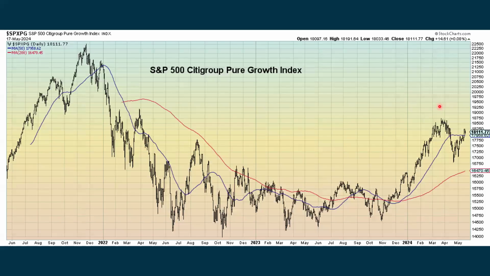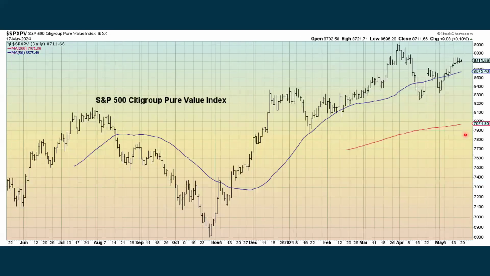The first area that we look at is just a pure growth index, and this is in an uptrend. We did have a downturn in April as the market was pulling back, but now we're starting to come back up. We also look at a pure value index, which is in a more solid uptrend. And that's not typically what we see when the market's really going up higher.